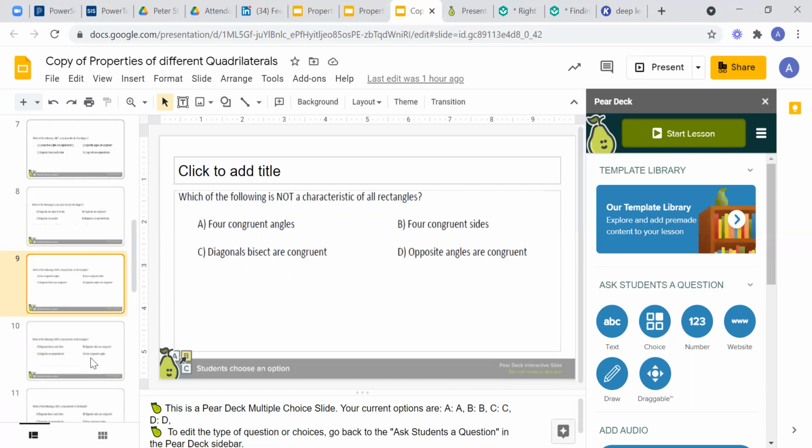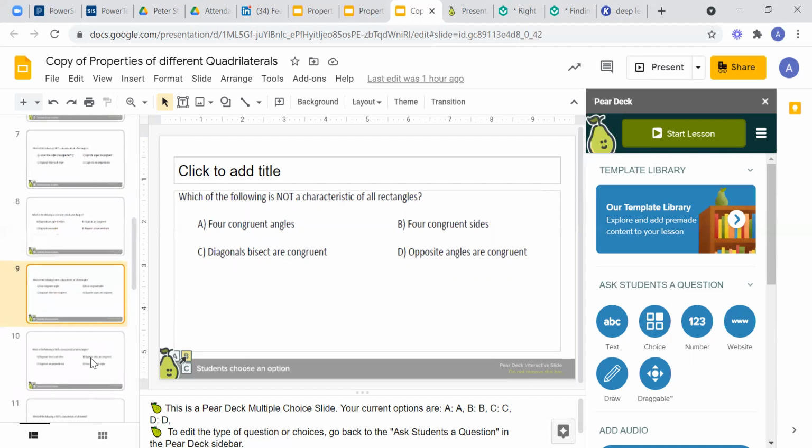Savannah, can you answer this? Which of the following is not a characteristic of all rectangles? 4 congruent sides. Okay, in a rectangle, all the sides are not congruent, but all the angles are congruent. Diagonals definitely bisect each other and opposite angles are congruent. So B is the wrong answer here. Thank you.